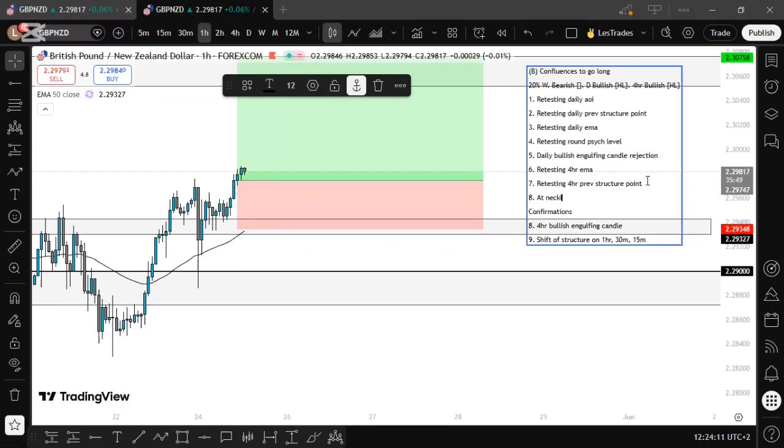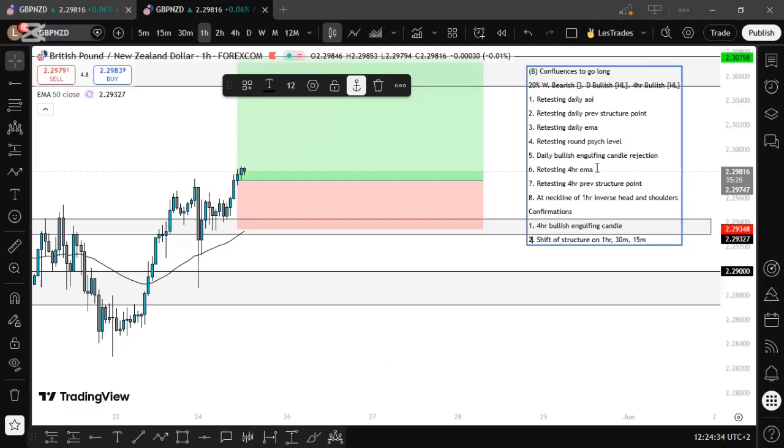At the neckline of the 1 hour inverse head and shoulders. Right, we are at a neckline, we're not yet retesting, right? And then this is our confirmation, right? Our first confirmation and our last confirmation. You understand me? This is what we want to see, right?